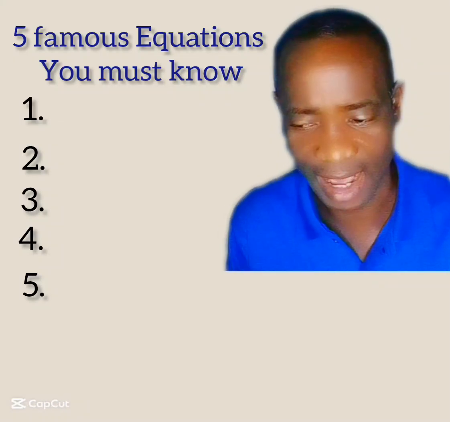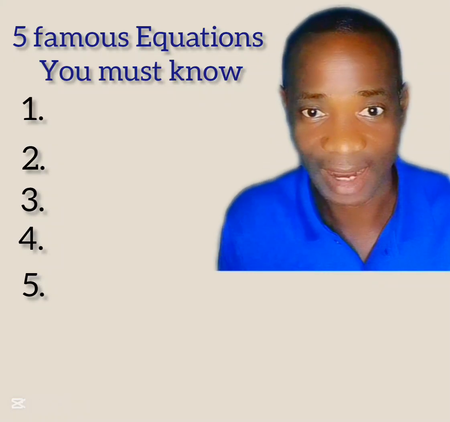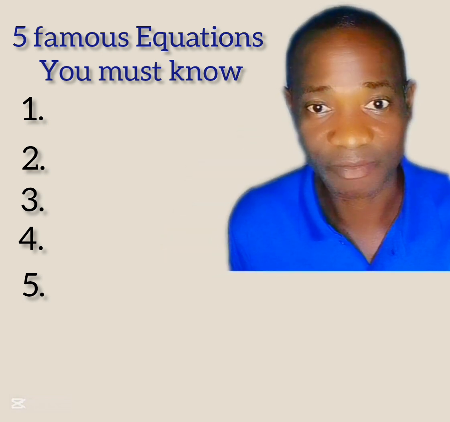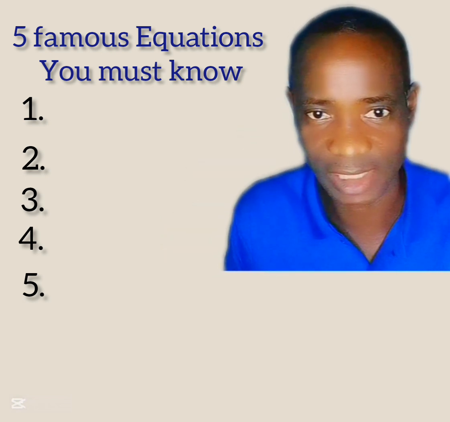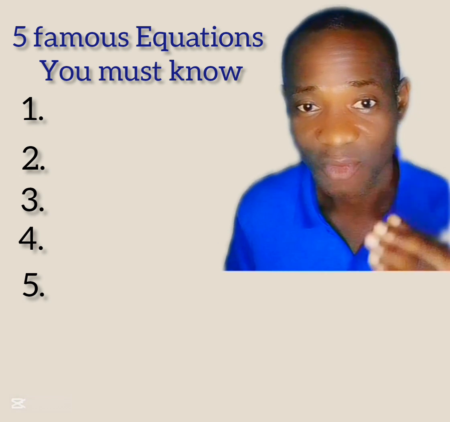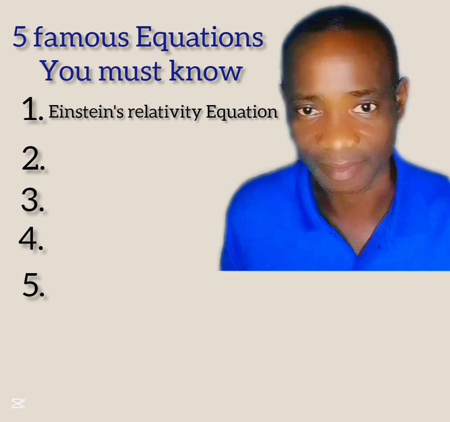As a science student, there are equations that you shouldn't struggle to remember. In fact, there are 5 equations that you should not struggle to remember because of how famous these equations are. Number 1 is what is called Einstein's relativity equation.